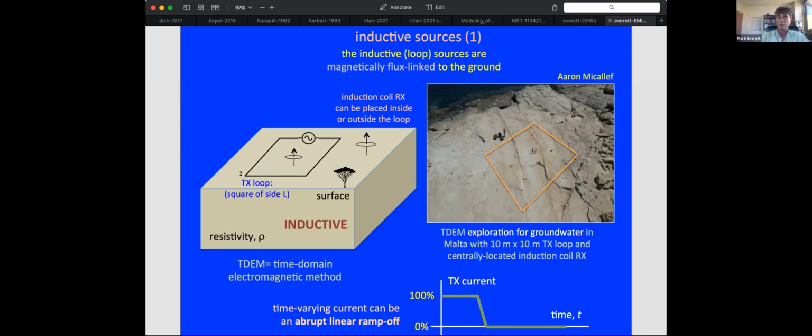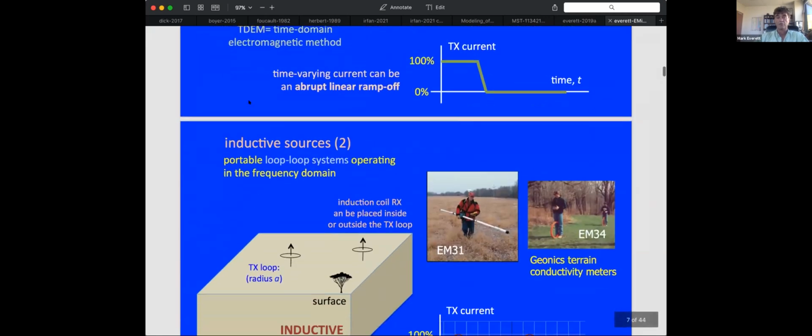We can energize the transmitter loop with a certain transient disturbance. It's under our control pretty well how we want to do it. But in many cases, it could be, for example, a fairly abrupt ramp off from a steady value to 0 over a short period of time. The key thing here, the main difference between the galvanic sources and the inductive sources, is that the inductive sources are flux linked through the magnetic field. There's no electrical connection to the ground.